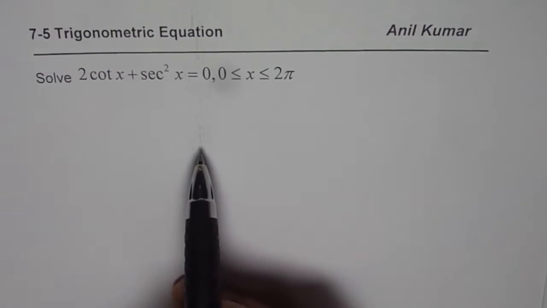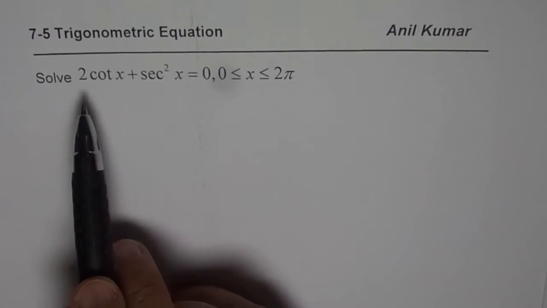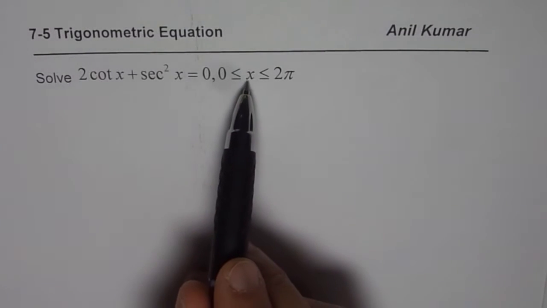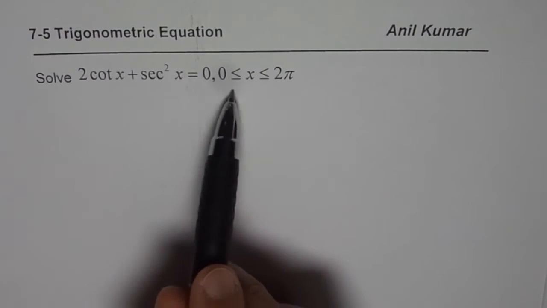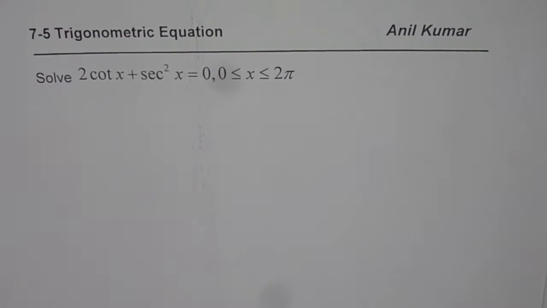2 pi. Well, in one of my videos, I have the same question and I've taken the domain between 0 to 360 degrees. That question's solution is for the students who have not learned polynomials and factoring polynomials of degree higher than 2. Now this solution is for the students who know how to do polynomial division, right? Then you can approach in the fashion which I'm discussing in this particular video.